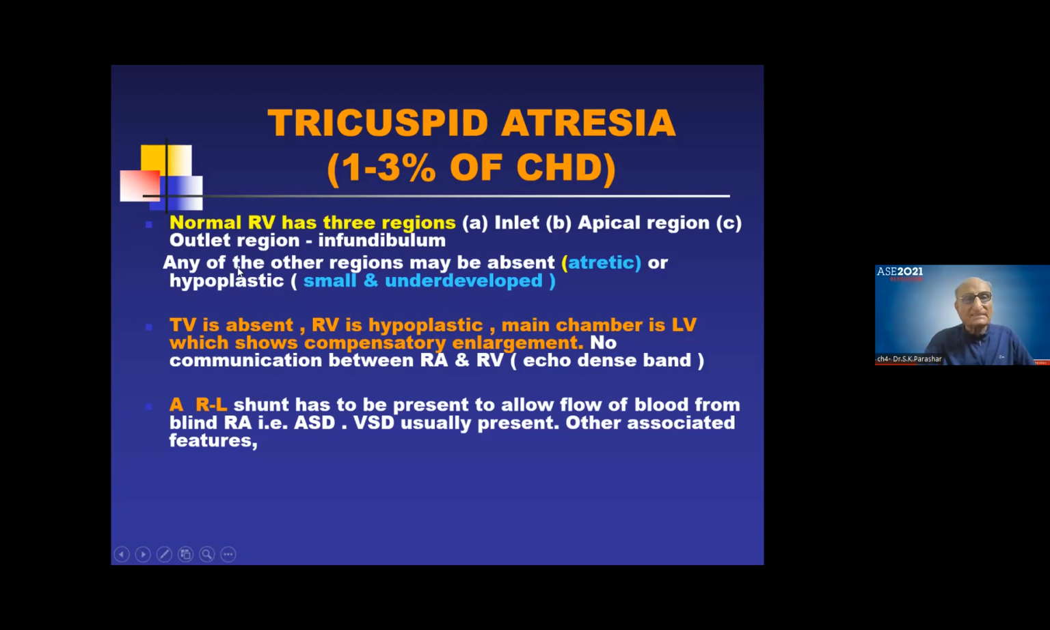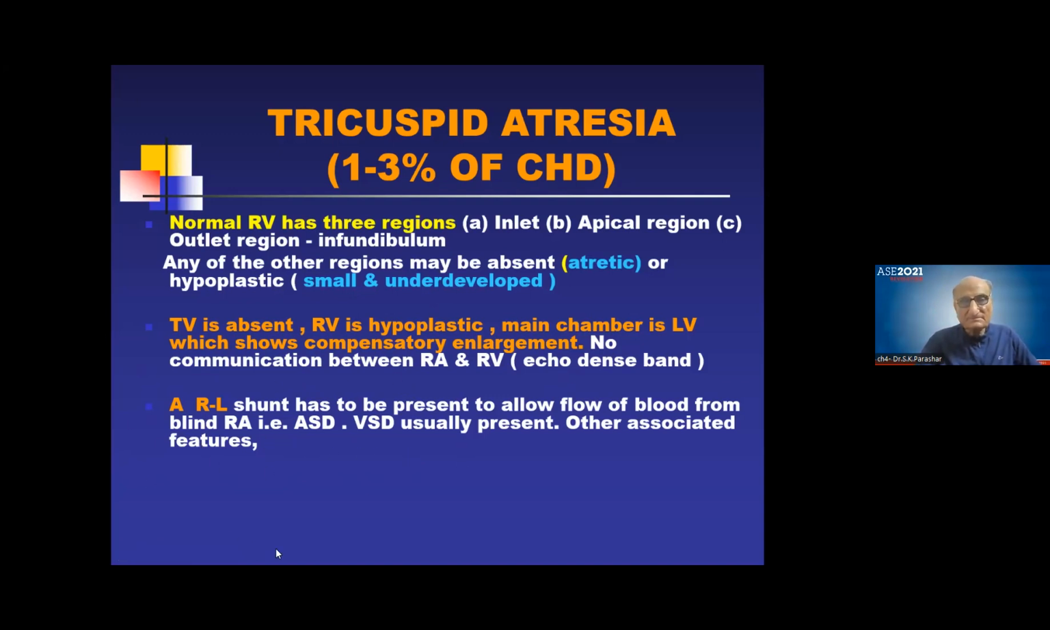So in this condition, the tricuspid valve is absent because it is atresia. The RV is hypoplastic because it is small and underdeveloped, because it is not getting blood directly from the right atrium. So because it is not being fed from the right atrium, hence it is small and hypoplastic. The main chamber is the left ventricle, which shows a compensatory enlargement. And there has to be a communication between the two atria, like an ASD; a VSD is usually present.